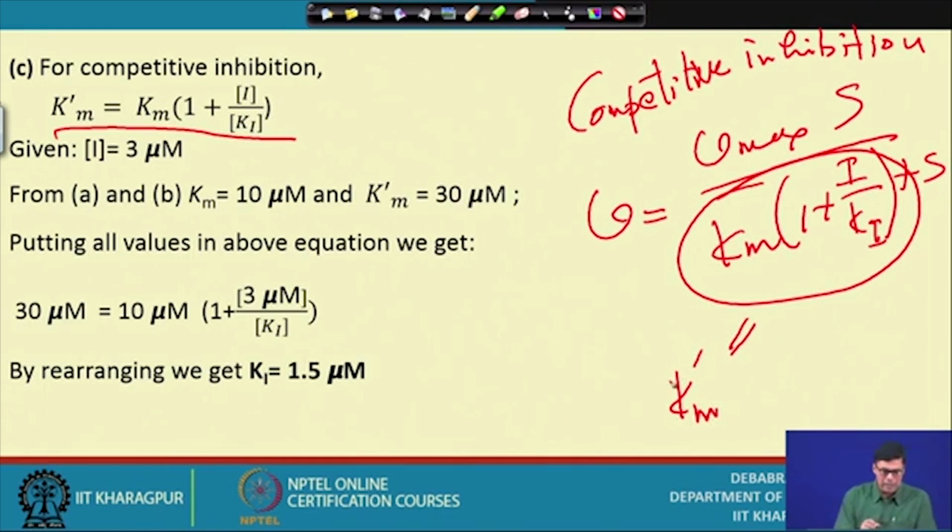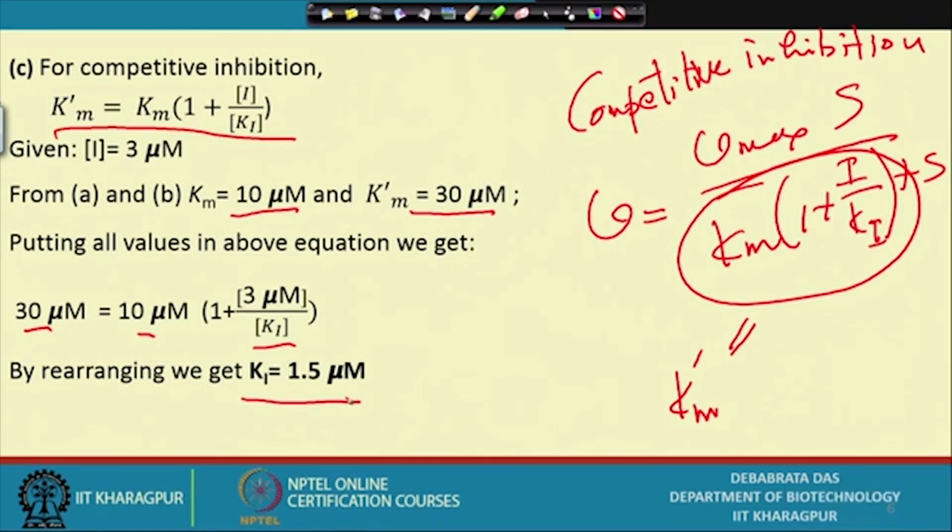So, we have already calculated the Km dash value is 30 micromoles, and the Km value we have calculated is 10 micromoles. So, we can write 30 micromoles and 10 micromoles in this equation. The inhibitor concentration is 3 micromoles, that is given. So, we can easily calculate the Ki value. Ki value is nothing but the equilibrium constant between the enzyme and the inhibitor complex. This is the Ki value we can easily calculate.